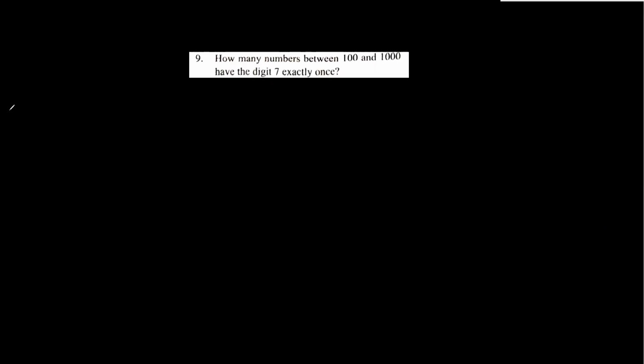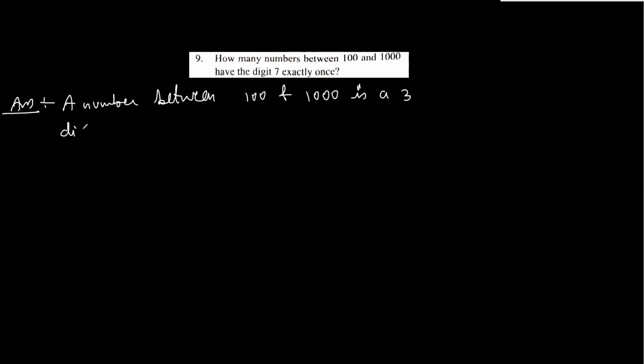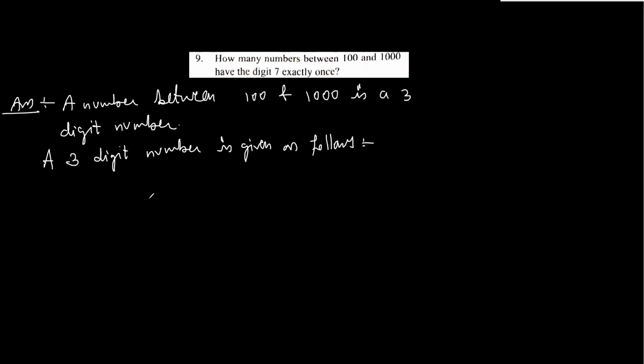First of all, I will start writing: a number between 100 and 1000 is a three-digit number. Then I will write: a three-digit number is given as follows.